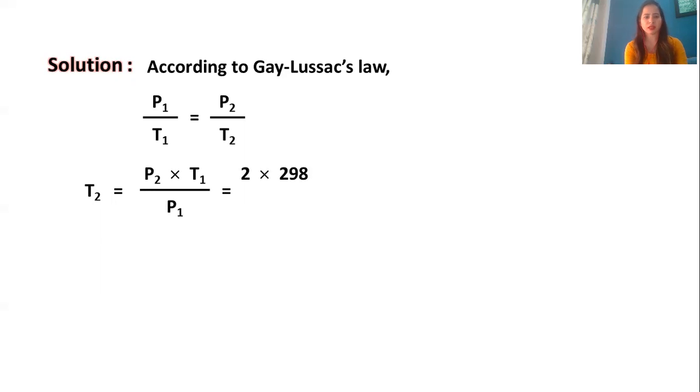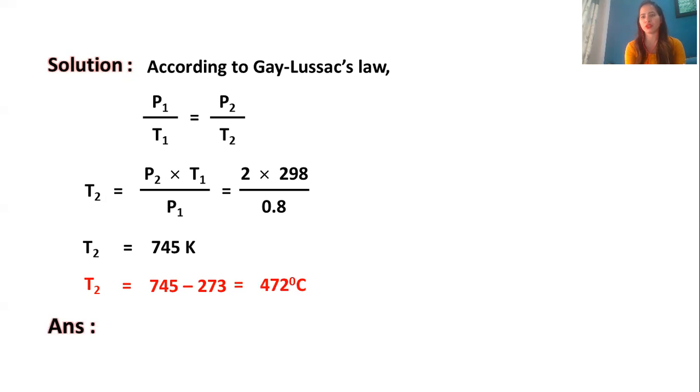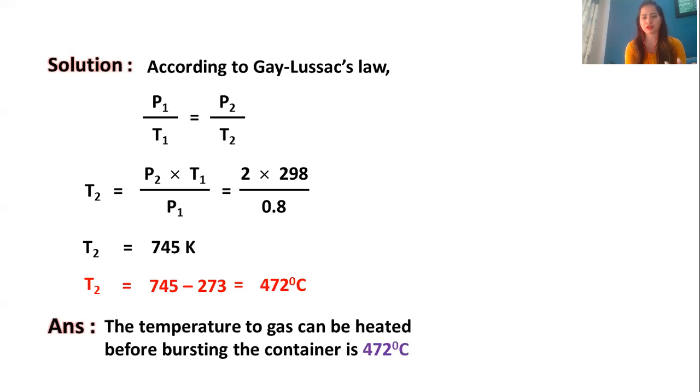So P1 is 0.8, P2 is 2. When you substitute the values, you get 2 divided by 0.8, then 298 by 0.4. When you divide, the answer is 745 Kelvin. But they have told you to find the answer in degrees Celsius. So what we are going to do is convert the answer that you have got in Kelvin into degrees Celsius. Just subtract 273. So when you subtract, you get the answer as 472 degrees Celsius. The temperature to which the gas container can be heated is 472 degrees Celsius. After that, it will burst. So this is the maximum temperature to which it can be heated.